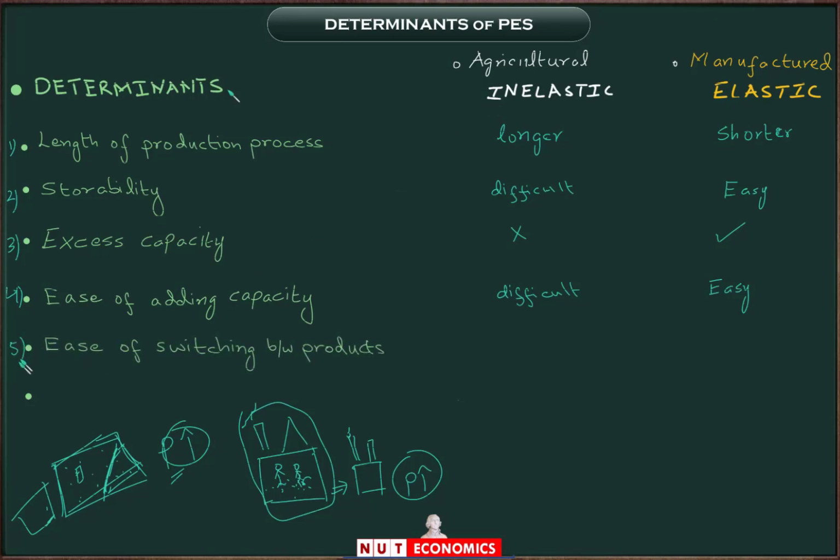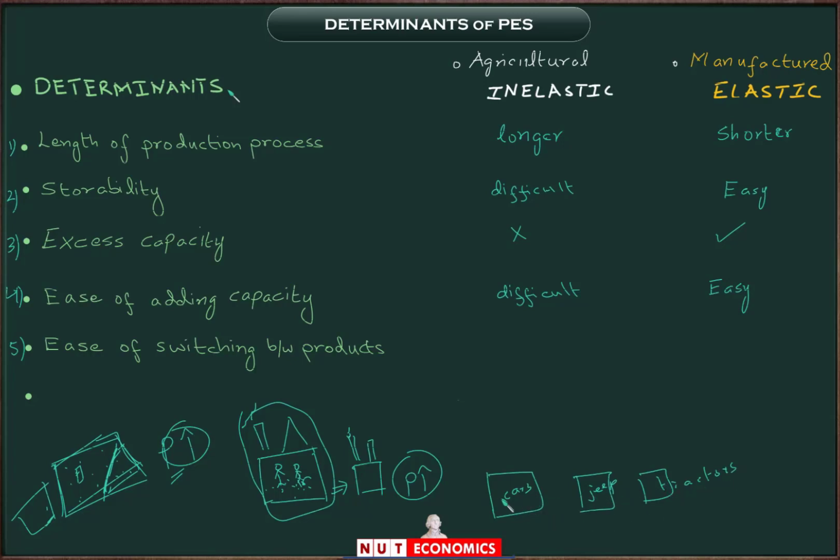And then the fifth determinant is, we say, ease of switching between products. Again, let me explain what that means with reference to agriculture and manufactured products. Just imagine that you are making cars in a factory. Ease of switching production means how easy it is to use the same resources, the same factory and the same machines to maybe make something other than cars, maybe make jeeps or tractors or any other vehicle. That is what we mean when we say ease of switching products.